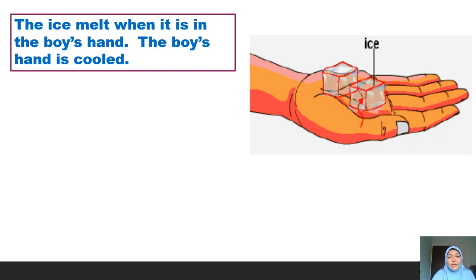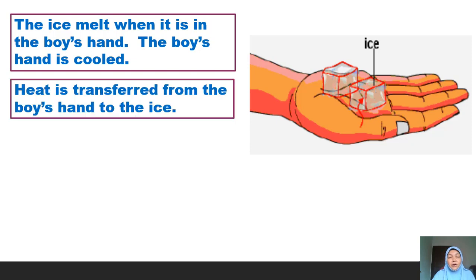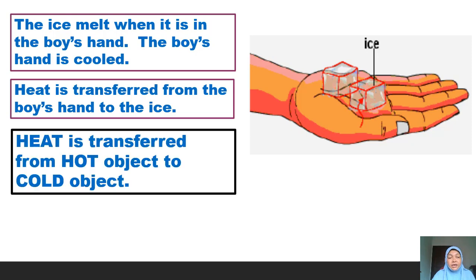Secondly, the ice melts when it is in the boy's hand. The boy's hand is cool because heat is transferred from the boy's hand to the ice, and heat is transferred from hot object to cool object. So again, heat is transferred from hot to cool object.